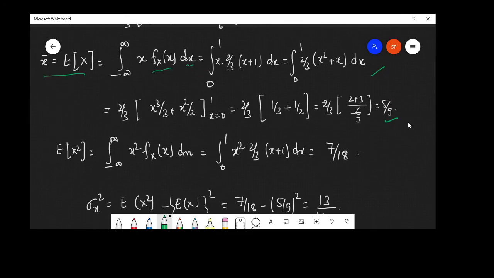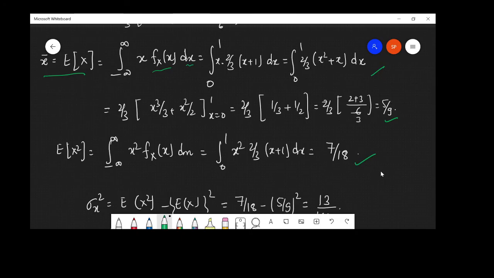And now similarly we find the expectation of x square, because we require the expectation of x square in the variance terms. That's why we find the expectation of x square. The pattern is similar: the integral from minus infinity to plus infinity of x square times the marginal probability density function dx, and now we write 0 to 1 of x square into 2 by 3 (x plus 1) dx, and after simplifying we get the result 7 by 18.